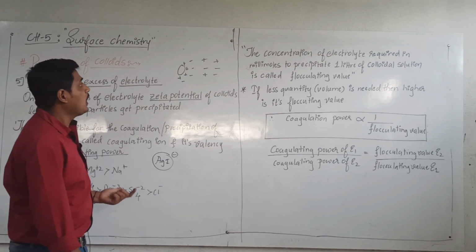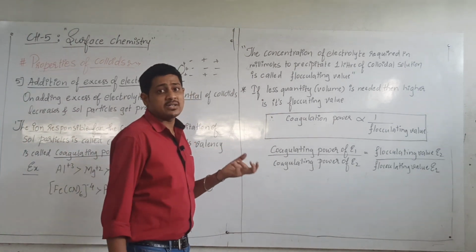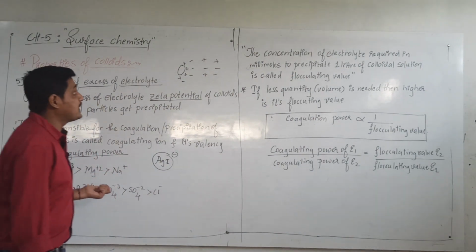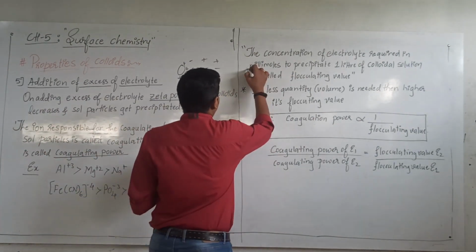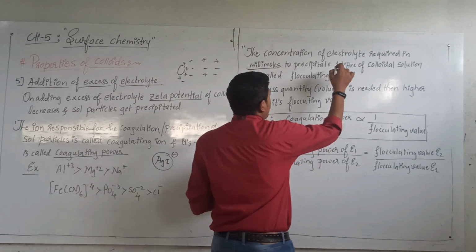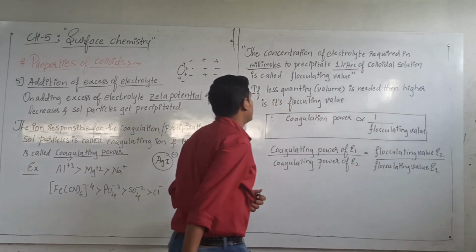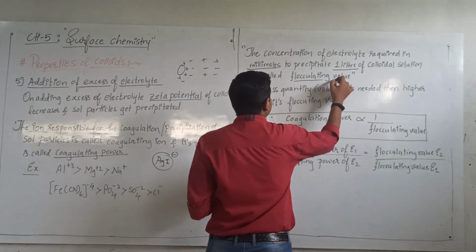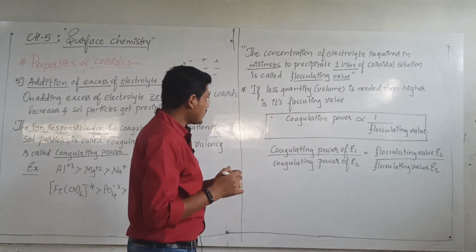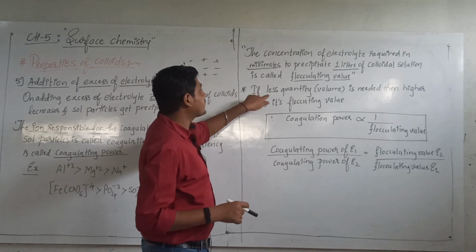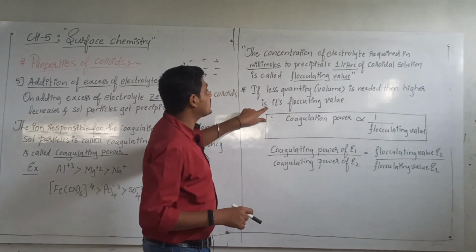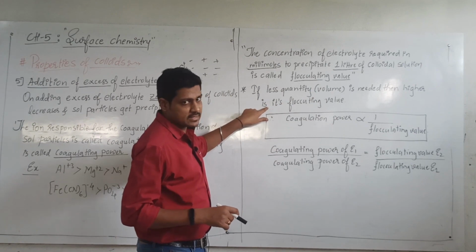So how much quantity of the electrolyte is required in millimoles to precipitate 1 liter of the colloidal solution is called the flocculating value. It is called the flocculating value. So we can say if less quantity or less volume is needed, then the lower is its flocculating value. I hope you can understand this.